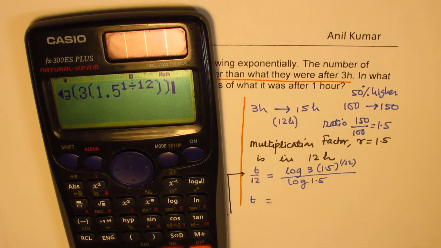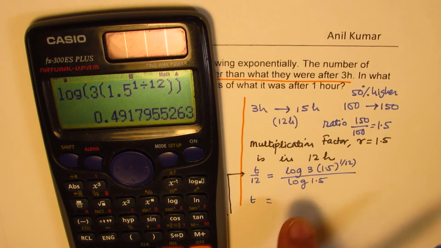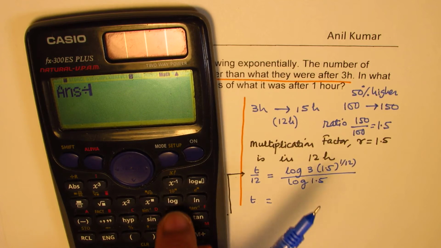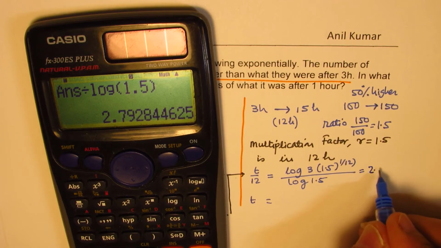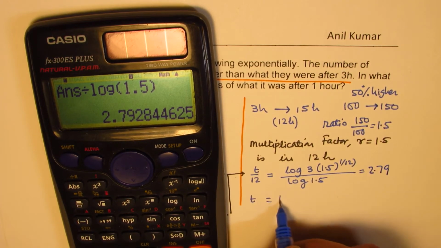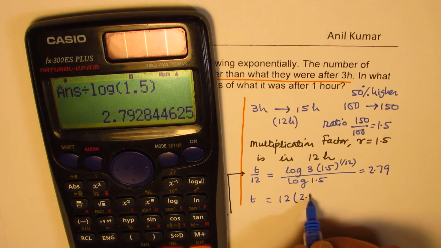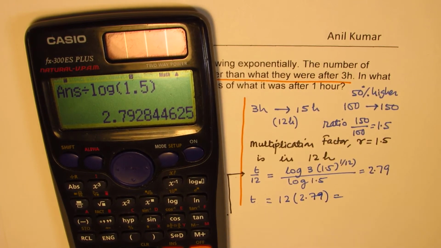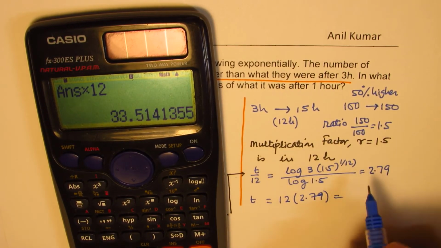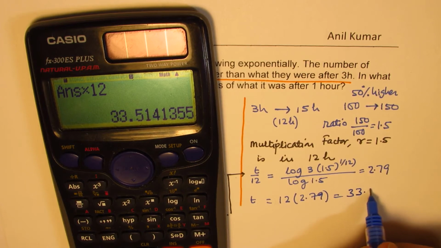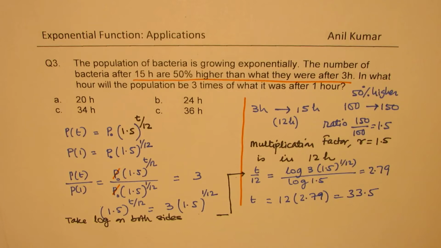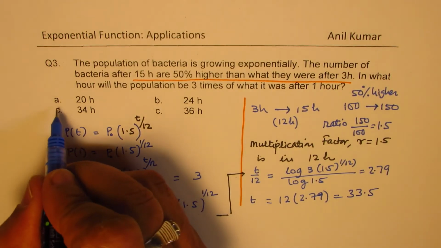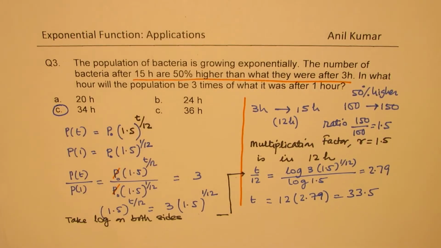Right, so that's the numerator. We are dividing this by log of 1.5. So we get that as 2.79. So we'll multiply by 12, 2.79 times 12 equals 33.5. Do you see that? So we get 33.5, and the closest answer is C, which is 34 hours.